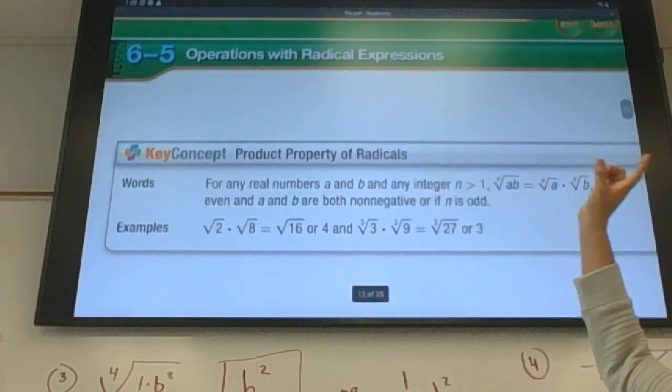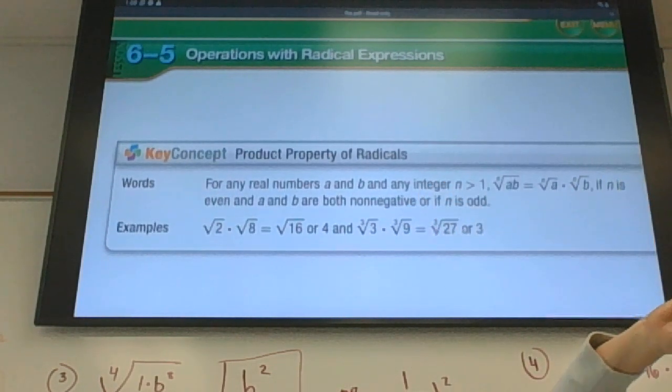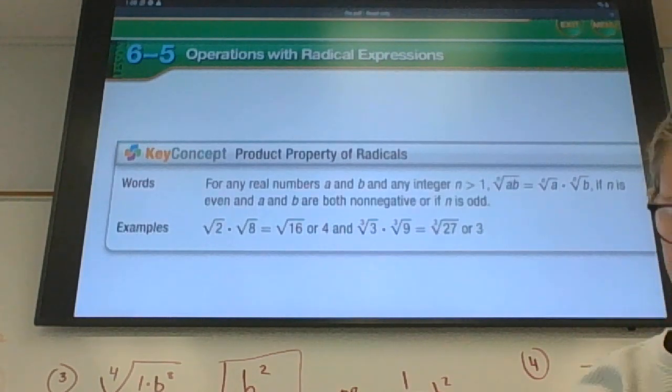6-5. So this heading here would work for your notes. 6-5 operations with radical expressions.